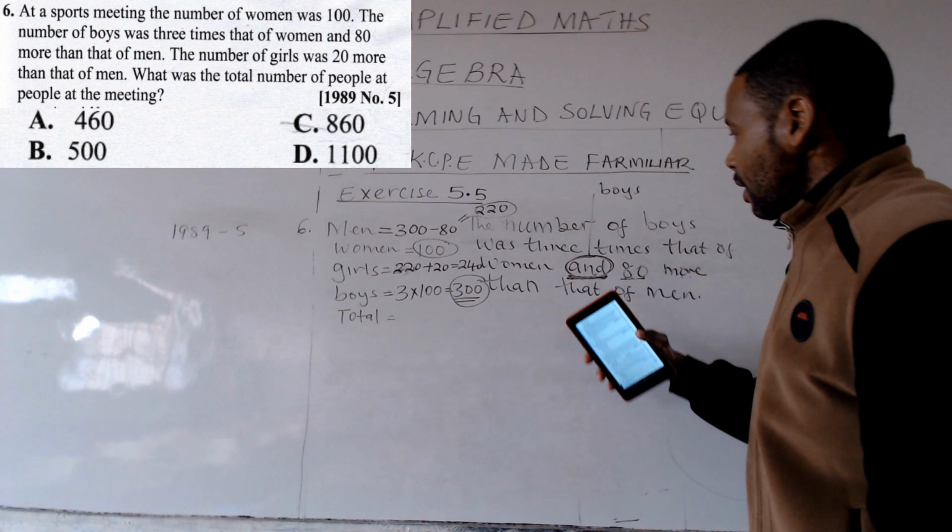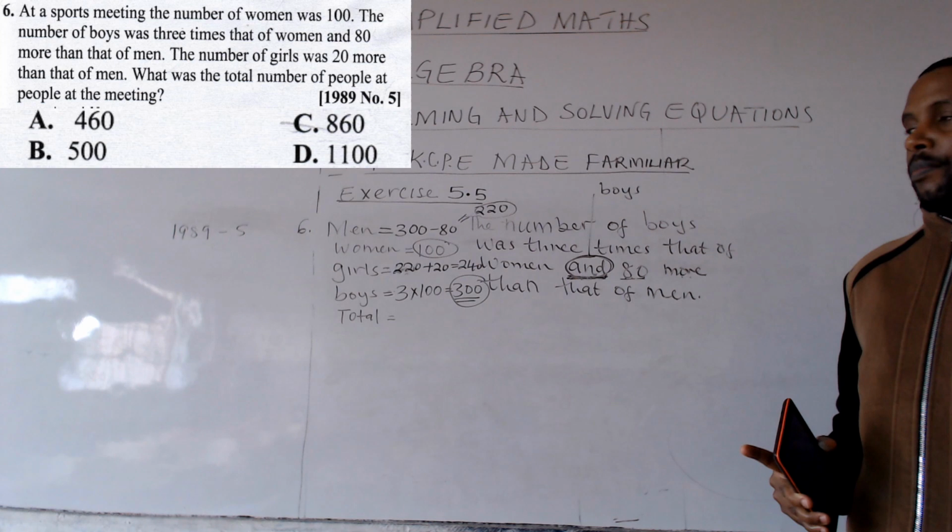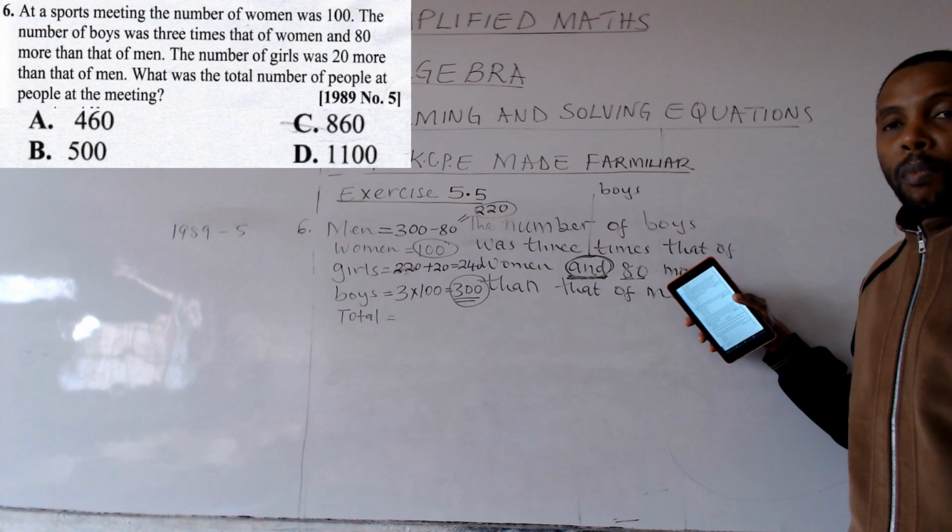And I just repeat, this conjunction is the one that was used to trick the learner. And it was referring to the number of boys. And they are the ones who were 80 more than men.